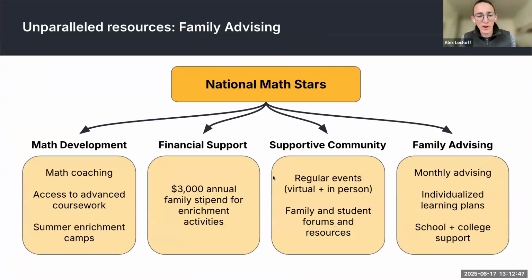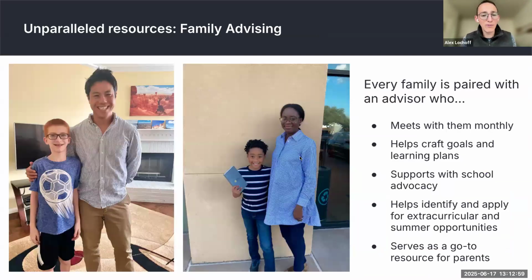And the last piece of our program is family advising. We know that your children are between the ages of 7 to 10 or so right now, and that means supporting them is also about supporting you as parents. That's why we have family advisors who each have a small caseload of just 30 or so families that they work with. That small number means your family advisor has dedicated time each and every day and week to help you.